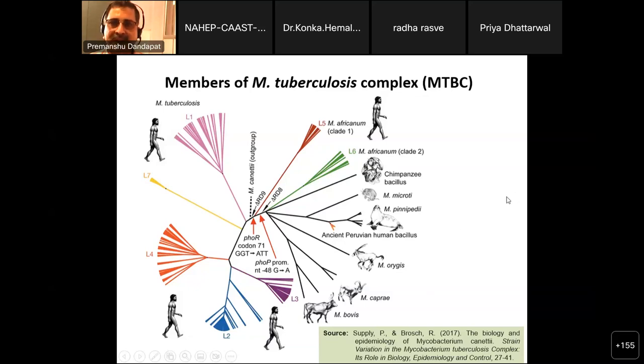So what we thought earlier, that probably bovis has lots of zoonotic importance, but definitely caprae and orygis will have lots of zoonotic importance here.